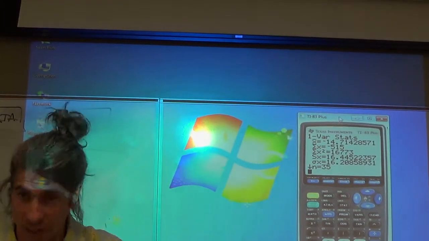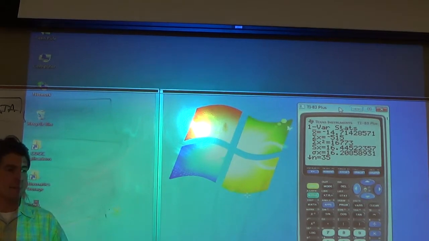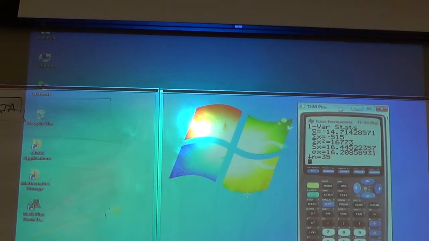Like doing this with the class is, if we all see that, and I hear 16 people go, sweet, I got the same thing, and I hear one person go, wait a minute, something's off, it just means you have to go back and check your data and make sure you didn't key something in wrong.